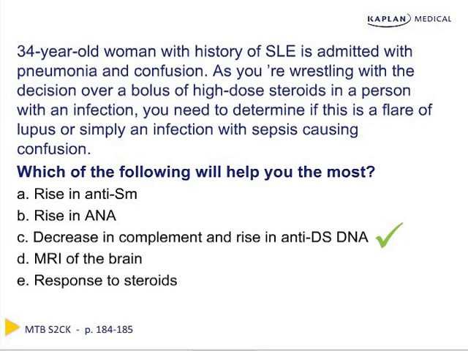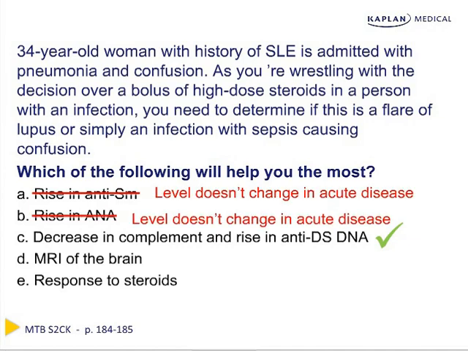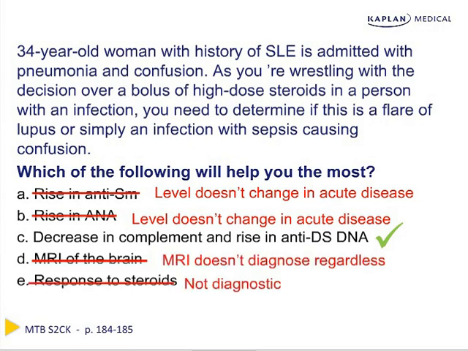Although anti-Smith is specific for SLE, the levels do not change in an acute flare. However, complement levels will drop and anti-double-stranded DNA will rise. A rise in ANA also does not occur because these things just do not change. They're positive or negative. An MRI of the brain is not useful in lupus cerebritis. It's usually normal. And lastly, we don't treat first and see if the patient gets better. We're not House MD.